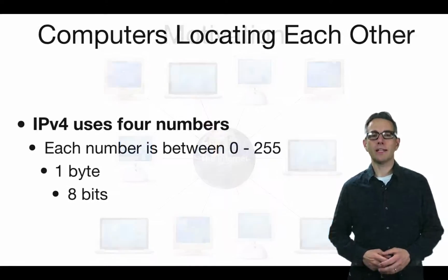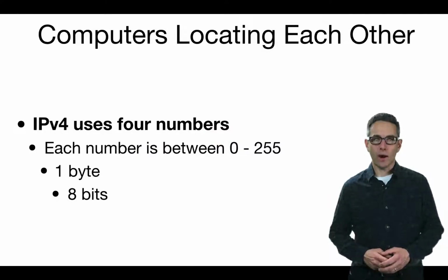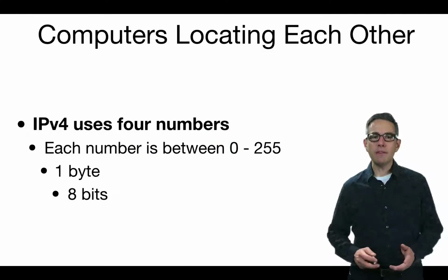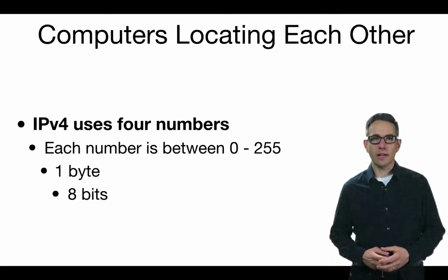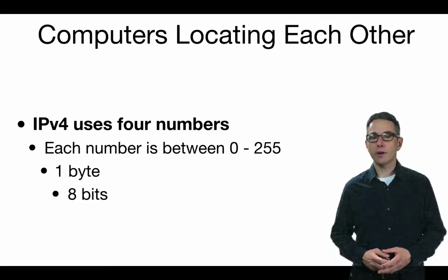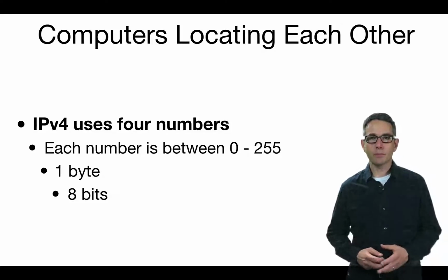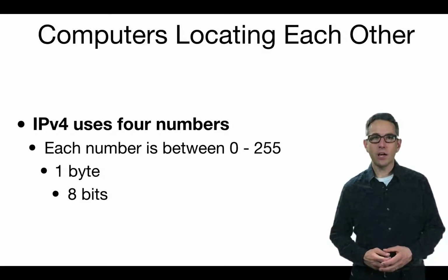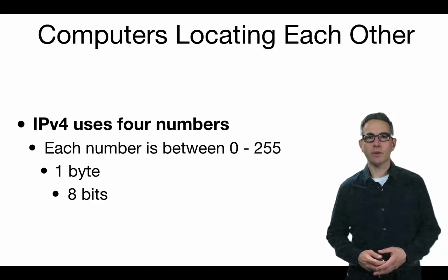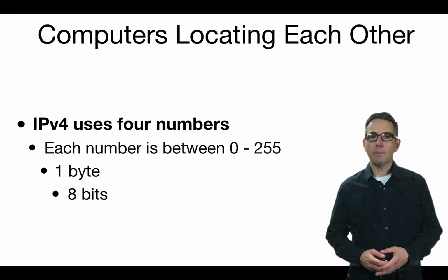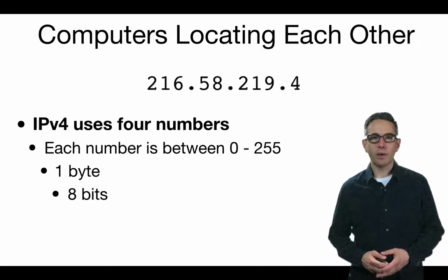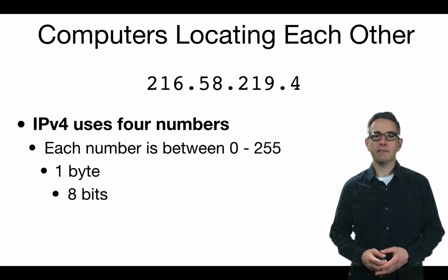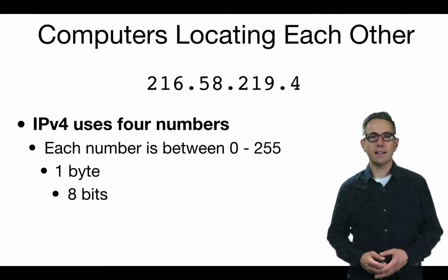So computers locating each other. What does that require? How do we do it? IPv4 uses 4 numbers in order to identify the location of a computer. Each number is between 0 and 255, and those numbers are a result of the fact that we're using 1 byte, or 8 bits, 8 zeros and ones, in order to specify each one of those 4 numbers. So for example, a particular IP address might have the form of 216.58.219.4.